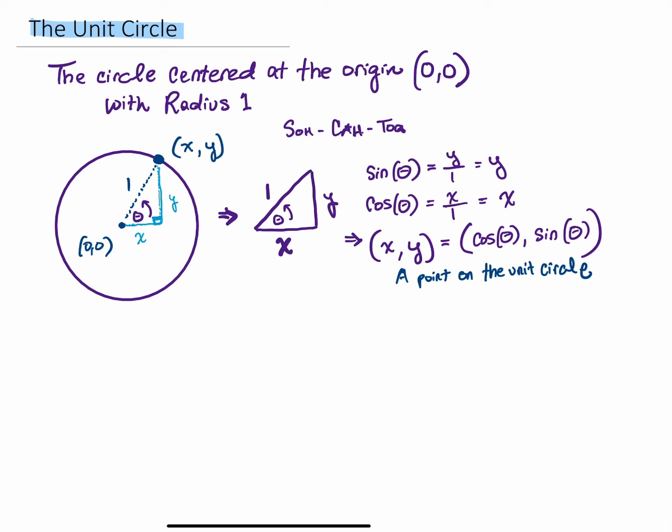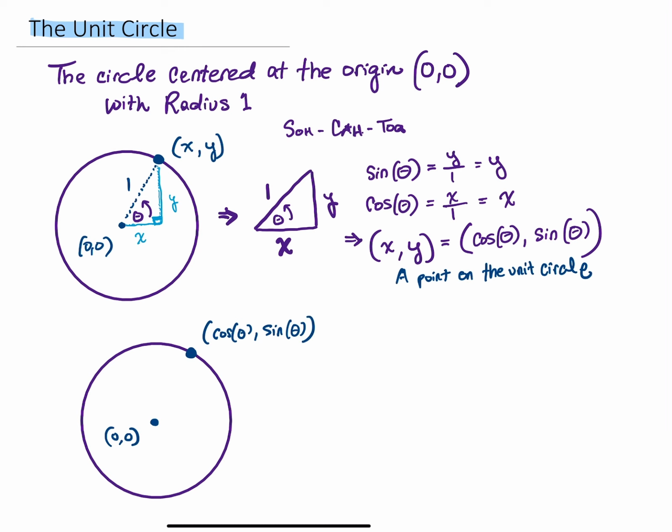So that means any coordinate point on the unit circle gives you, just by looking at the point, the cosine and the sine of the angle that produced that point. So let's draw a second circle just to illustrate that. We still have our center at 0, 0. Now our random point, instead of x comma y, I'll write cosine of theta, sine of theta.